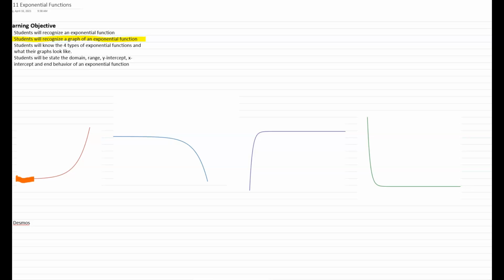First, it starts kind of looking like a line, and then it shoots upward. The other one starts like a line and shoots downward. The next one shoots upward and ends up going kind of like a line. The next one shoots downward and levels out like a line. Those are the four different types of exponential functions. Bam! We already covered one. Alright, now we're going to look at Desmos and see how that relates.